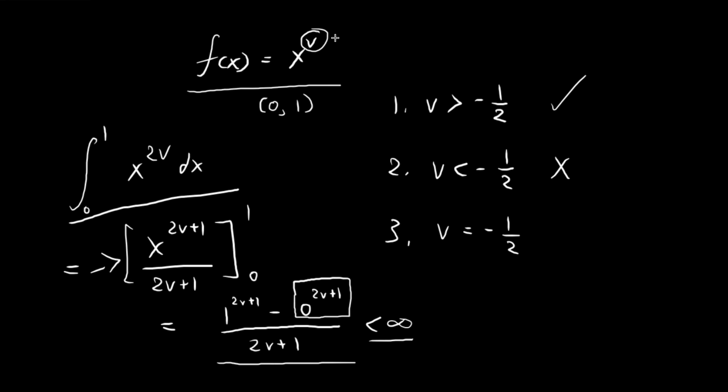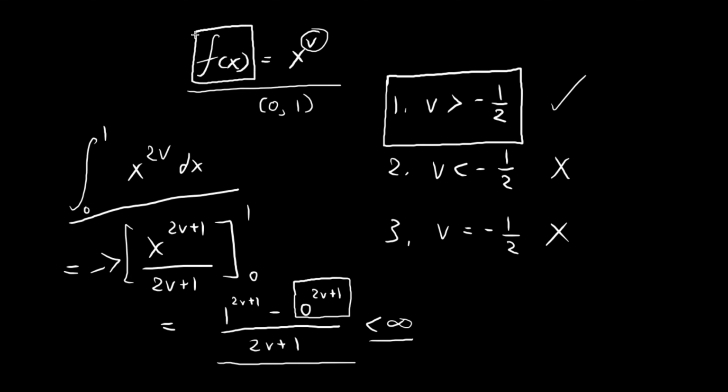Then that means this function is not going to lie within Hilbert space. So for this case, your function is also not going to lie within Hilbert space. And so there we have it. This is the condition that v has to satisfy in order for f of x to lie within Hilbert space. Now that's part A of this problem.